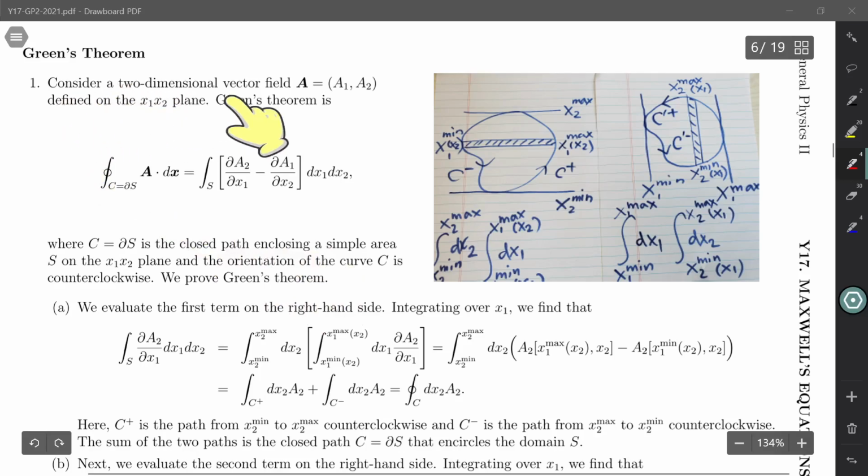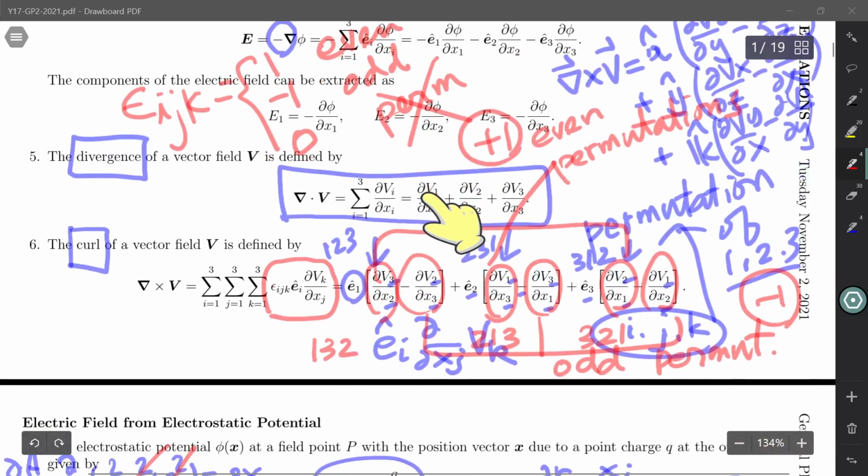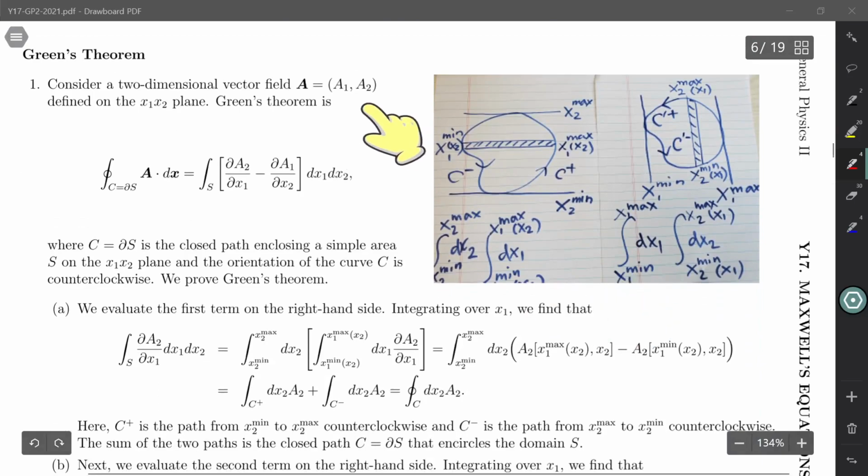Consider a function defined in the two-dimensional plane, an xy plane. A has two components, A1 and A2. And we consider a line integral. This line integral along a closed curve is the same as the third component of the curl, after we replace this V with A. So it's better to compute the right side and simplify it to find that it is equivalent to the left-hand side.